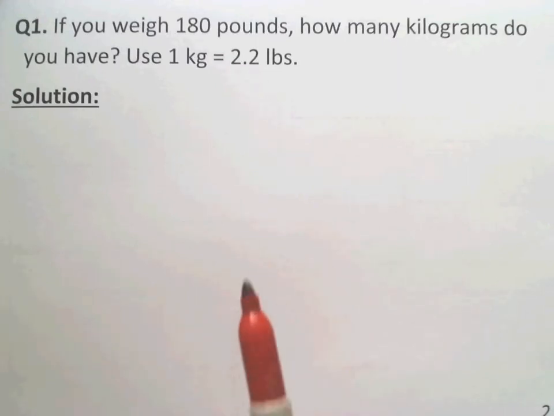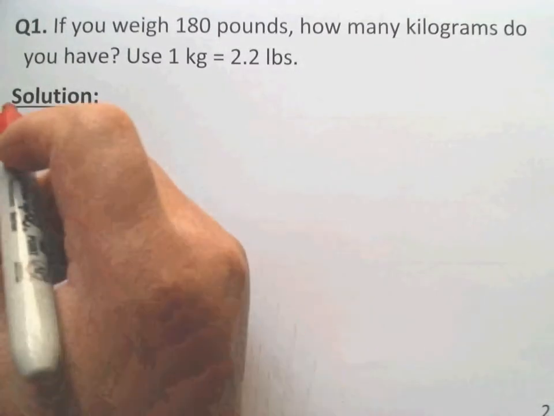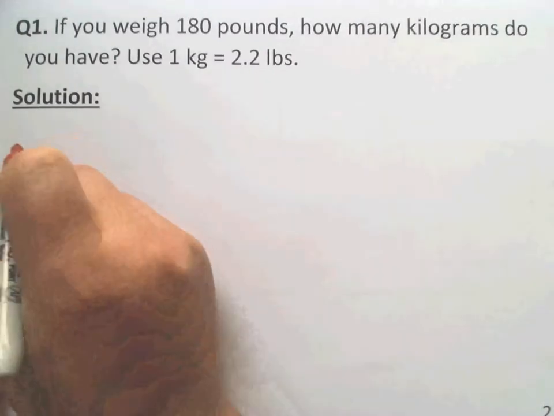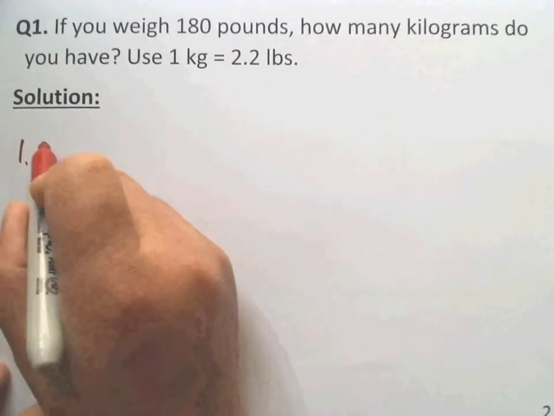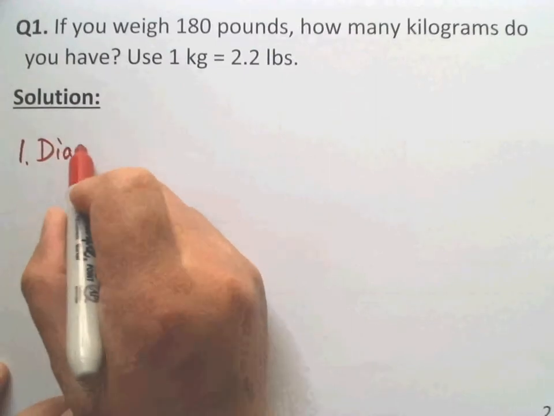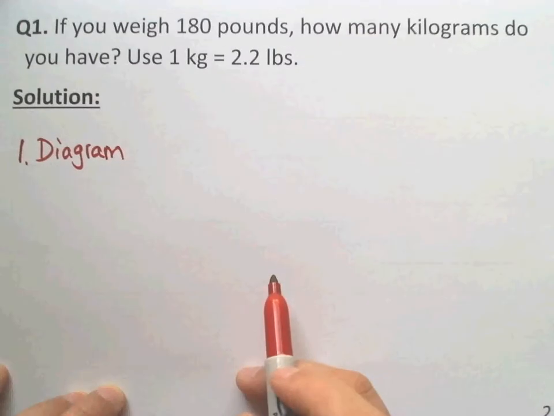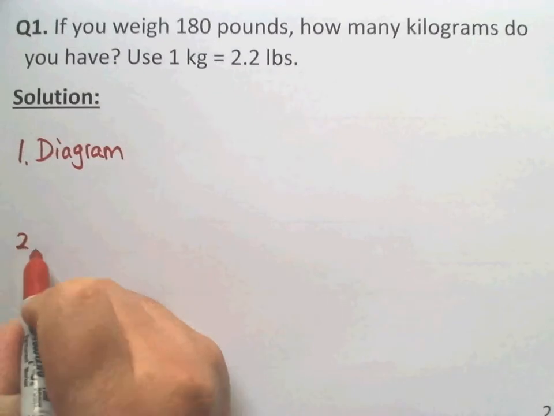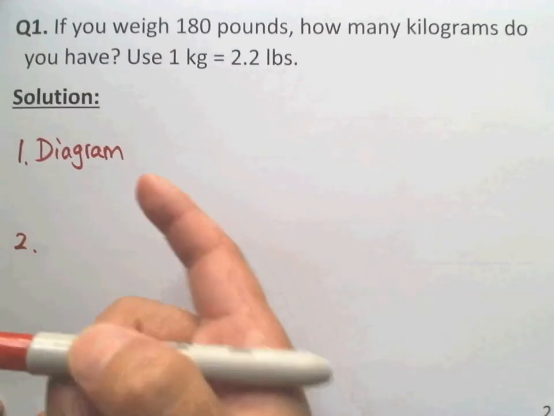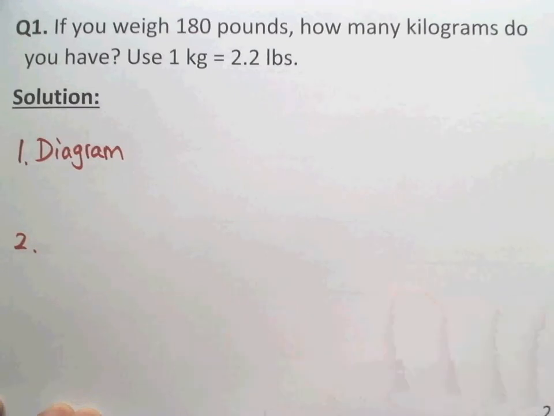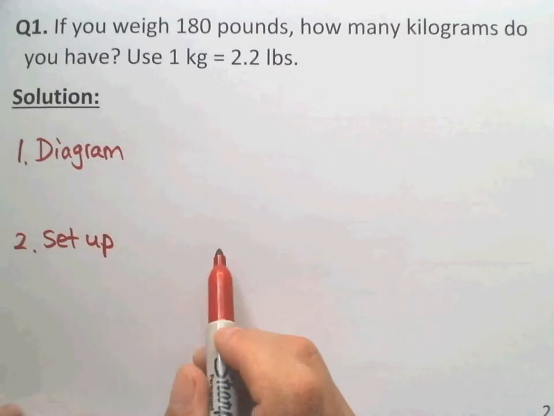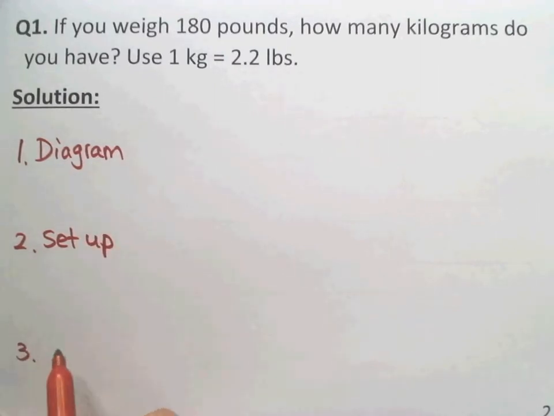Let me draw out the steps. The first is what we call the diagram. I am going to draw a diagram for this question to set up the problem. The second step is to set up an equation. We will convert the diagram to a mathematical equation and do the calculation later. And the third step is just to do the calculation.